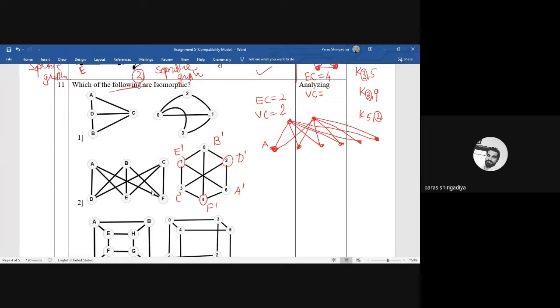So in the first pair, both graphs have 4 vertices and 4 edges. Sorry, that is 5 edges. Both have the same number of vertices and the same number of edges. So here we apply the one-to-one correspondence relation, which means you have to check the image of every vertex of the first graph in the second graph. Clear? So let's start with the image of A.